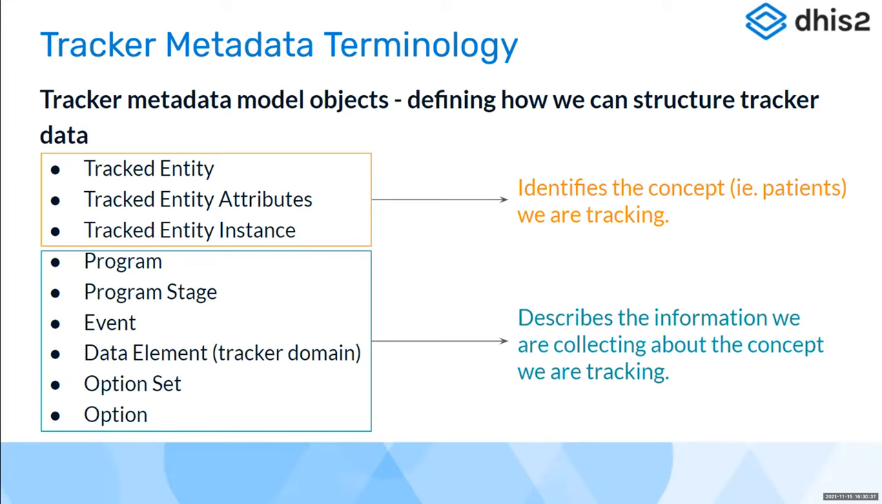So in summary, I would say all the tracked entity attributes, as well as the tracked entity instance, are the tracker registration part of the tracker use cases, and the program and the rest are the part of the information that is collected in terms of services or any of the routine data.